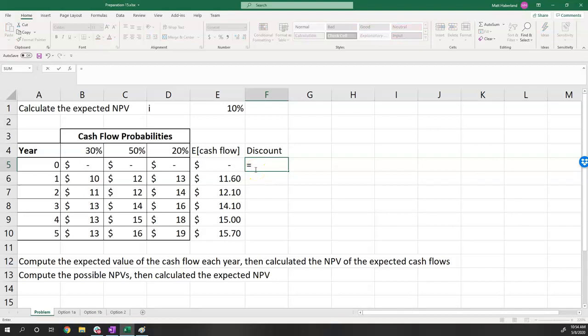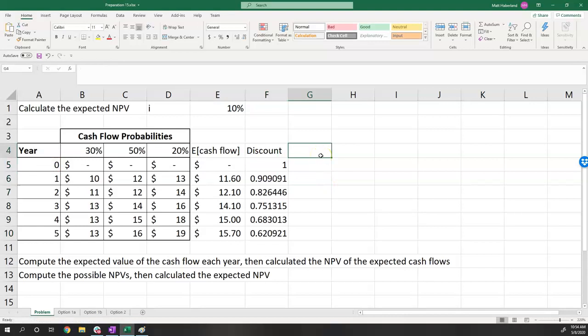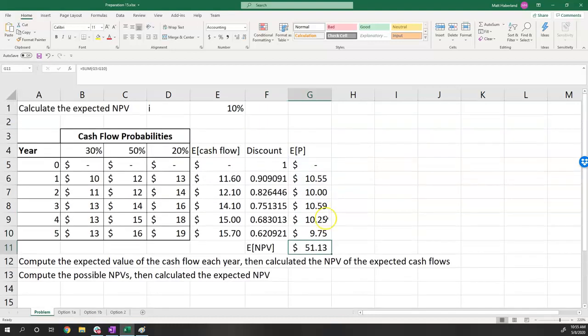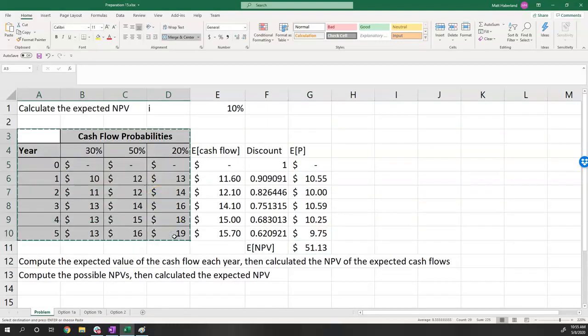So let's calculate those discount factors. 1 plus 10% to the negative year. And our expected present value then is the present value of the expected cash flow. So it's the discount factor times the cash flow, and then we just calculate the net present value of that as before, and it turns out to be the expected net present value. We just sum over these. 51.13.